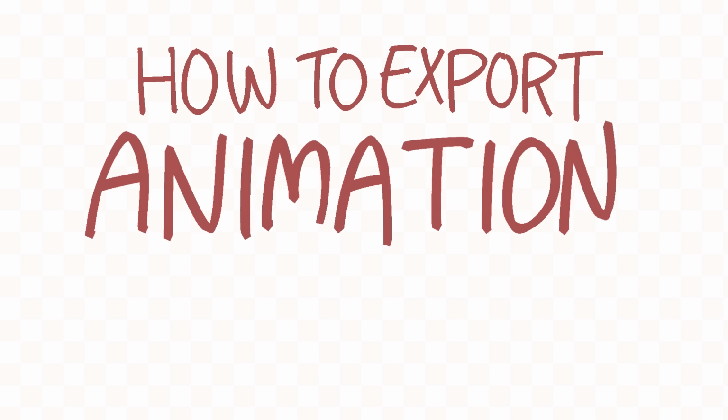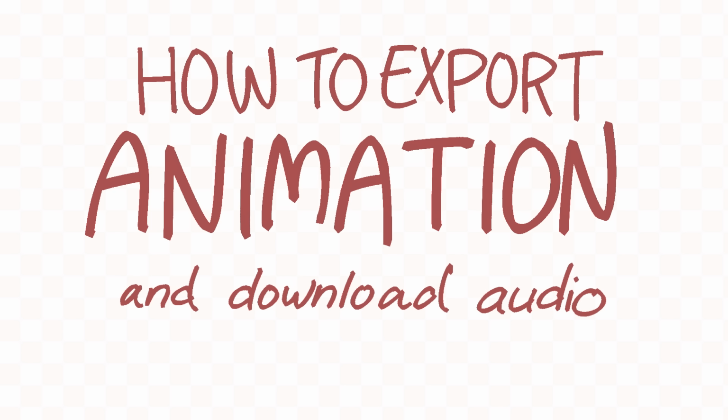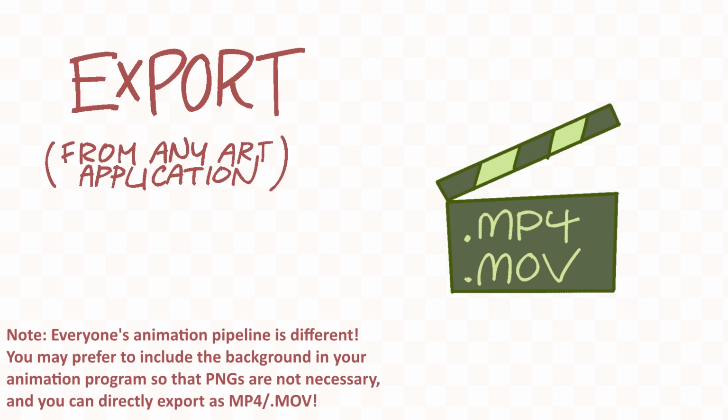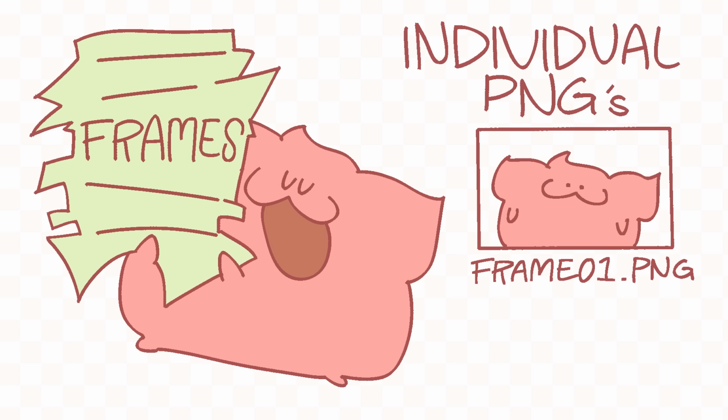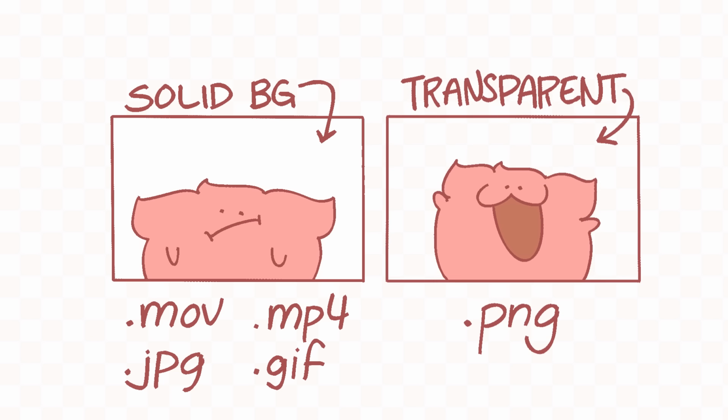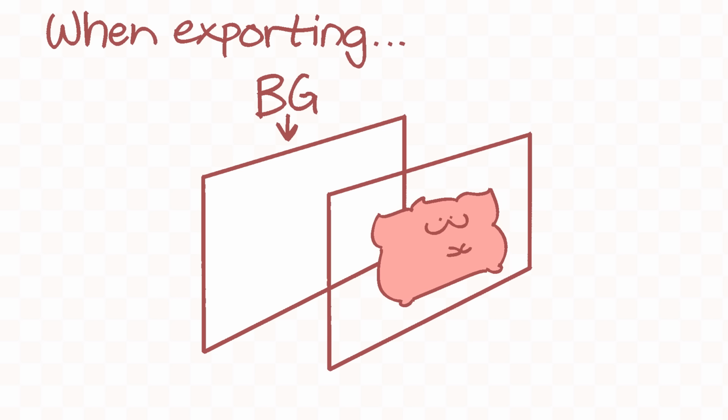How to export your animation and download audio. When exporting my animations, I never use the export into a video option. I export all of my frames as individual PNGs because PNGs have the capability of being transparent. Make sure that when exporting your animation into PNGs, that the background is transparent.